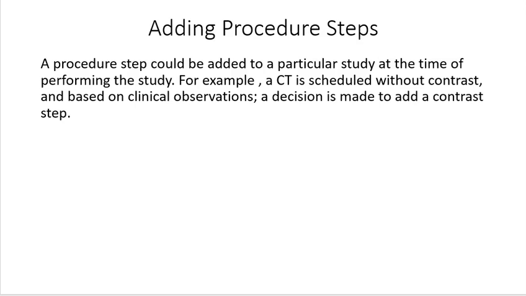Adding procedure steps. A procedure step could be added to a particular study at the time of performing the study. For example, a CT is scheduled without contrast, and based on clinical observations, a decision is made to add a contrast step. So, just like the sample they give, you've originally scheduled the patient to be without contrast. After you take a little more history from the patient, you decide, oh, we need to do contrast. Well, that's a step where you have to inject the patient. So that added procedure step would happen at this point in the process.